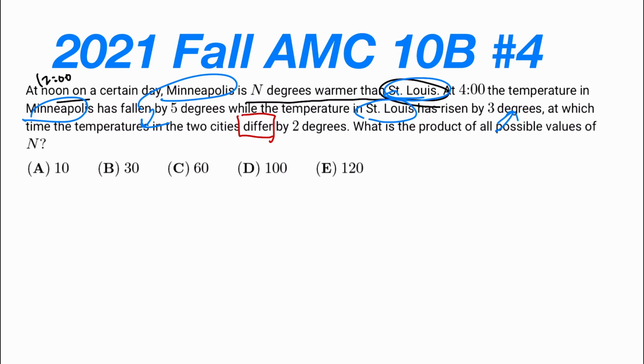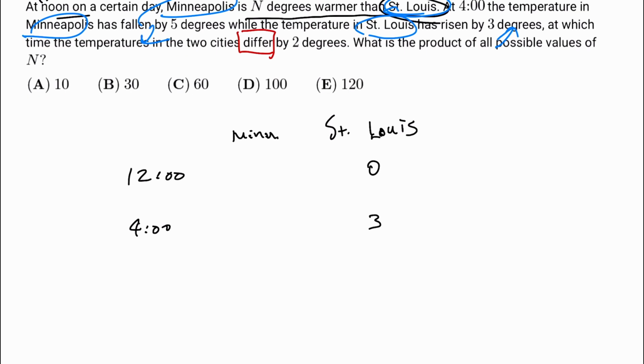Well, let's see. Since we're just comparing the relative temperature, let's just set one of them to be equal to 0. Let's say St. Louis has a temperature of 0 at 12 o'clock, and it follows that at 4 o'clock it has risen by 3 degrees, so that has 3. And Minneapolis would have a temperature of N, and at 4 o'clock it will have N minus 5.